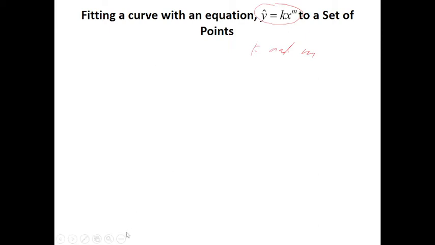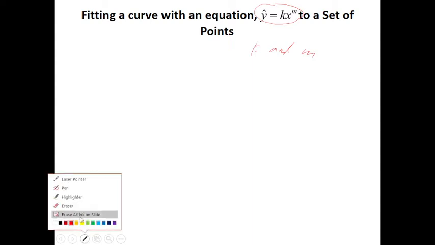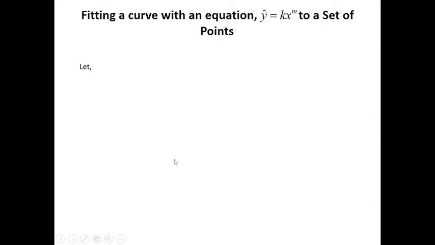So, in part 1 of our topic, that is about a linear function. Part 2, an exponential function. This time, it's a power function. So, the first thing to do is we will let y equals kx to the power of n.